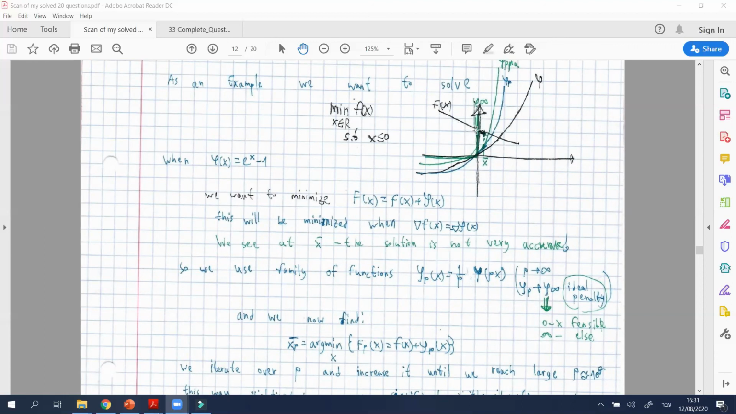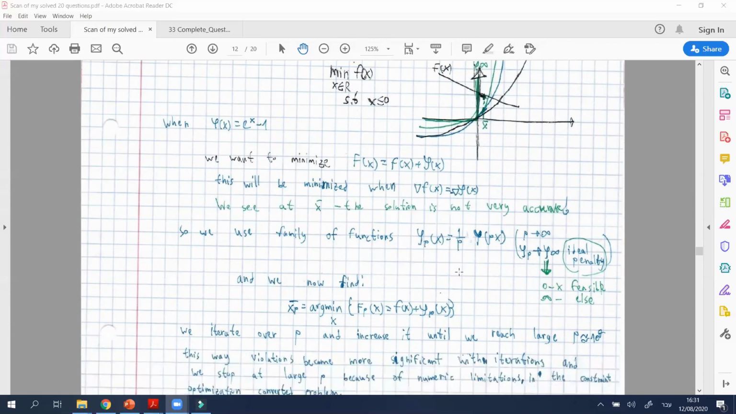This is the best solution. So we can now define a family of functions using p. The family of cost functions is equal to just adding the p parameter: 1 over p times phi p of x, which means just putting e to the p x minus 1 and multiplying everything by 1 over p.